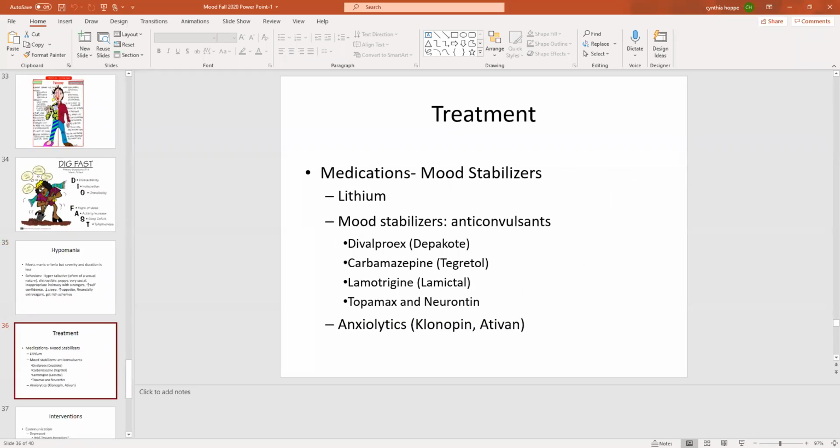Medications, mood stabilizers such as the anticonvulsants, and I have a listing there: Depakote, Tegretol, Lamictal, and Neurontin. Lithium is a cheap salt. All of these drugs need drug levels to make sure they're within normal limits.